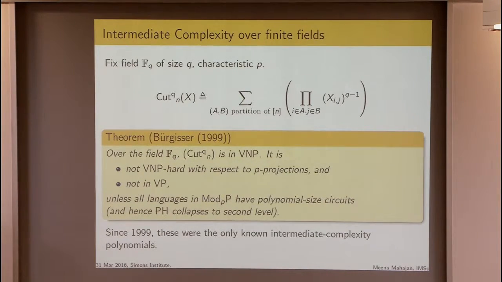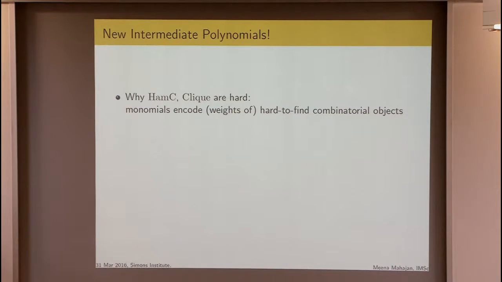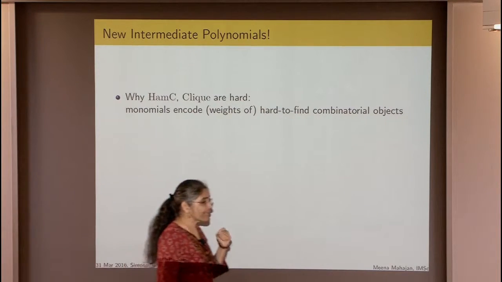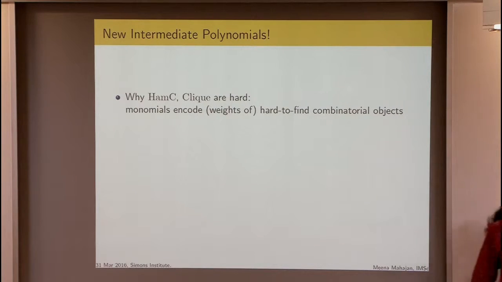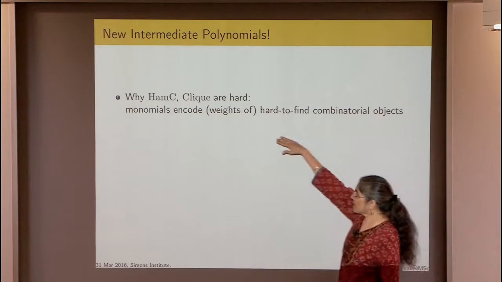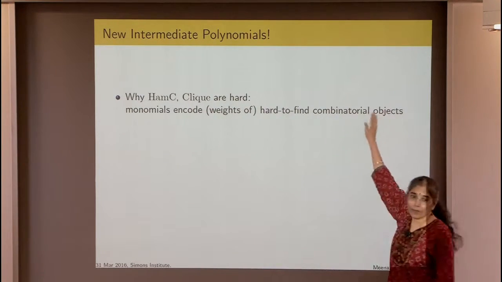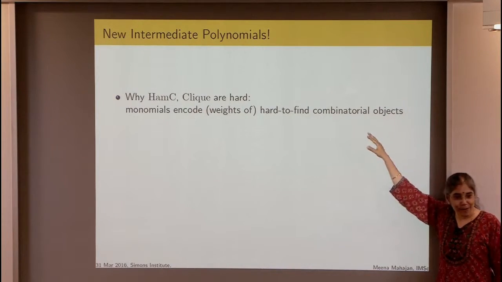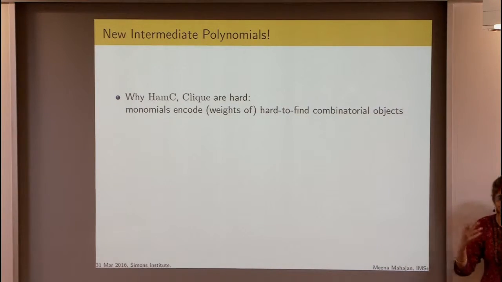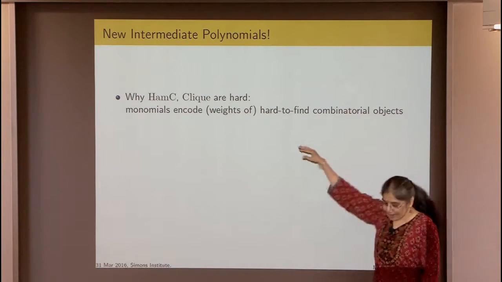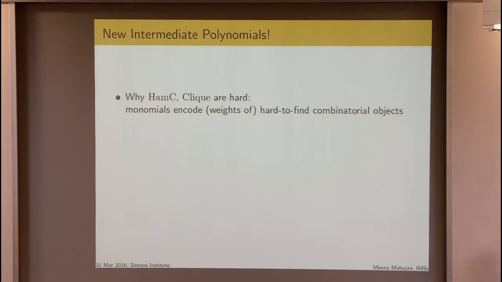So what we do is to come up with some new intermediate polynomials. Because the definition of at least some of our intermediate polynomials looks a bit weird, maybe we should try and examine where the intermediateness of those polynomials comes from. The Hamilton cycle polynomial or the clique polynomial were not intermediate, they were hard. And they were hard because their monomials encoded the weights of some hard to find combinatorial object. Now this itself is not a very satisfactory explanation because cuts are also not very easy to find if you're looking at large size cuts. But basically it says that there's something to do with this encoding which we have to carefully doctor.